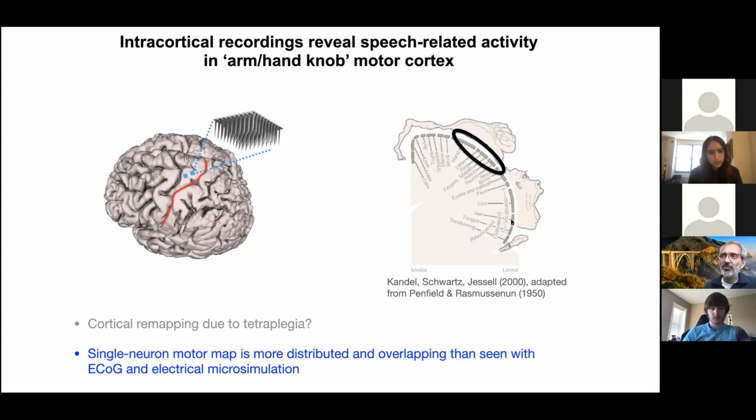That we could put arrays across centimeters of cortex and pick up on various levels of speech-related activity. And this could be very important for designing speech prostheses, and maybe minimizing risk and invasiveness.